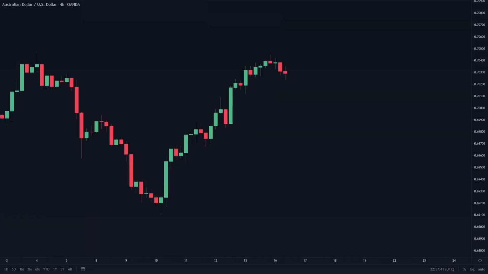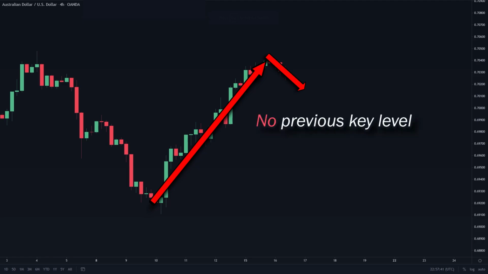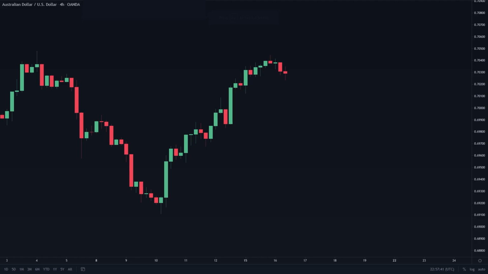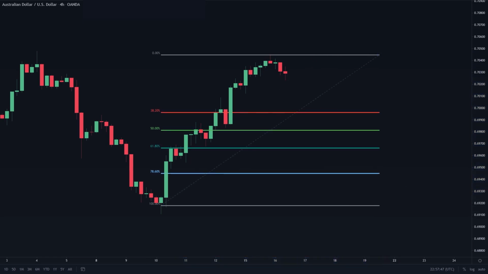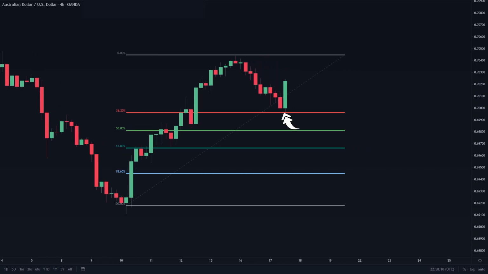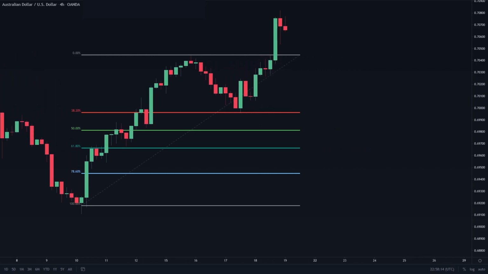However, what if the chart looks like this instead, where the price went up and made a pullback, but there are no previous key levels? How do we know when this pullback will end? This is where the Fibonacci retracement tool comes in. As I plot the tool onto our chart, notice that we now have these Fibonacci-based key levels generated by the tool. And as you can see, the price hits one of the levels and bounces upwards. So it's widely known among traders that price tends to respect these levels.